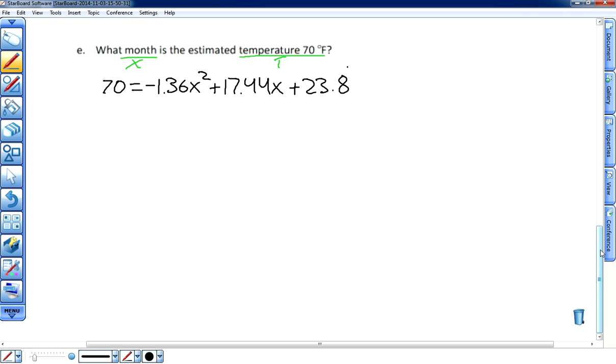But in order to be able to use the quadratic formula, our equation must be set equal to 0. So to get that, I'm going to subtract 70 from both sides of the equation. That ends up giving me 0 is equal to negative 1.36 times x squared plus 17.44 times x, and 23.8 minus 70, that's going to be minus 46.2. So we have our equation here of 0 equals negative 1.36 x squared plus 17.44 x minus 46.2.